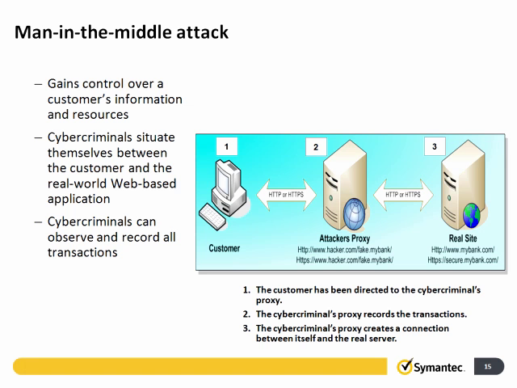For man-in-the-middle attacks to be successful, the cybercriminal must be able to direct the customer to their proxy server instead of the real server. This may be carried out through a number of methods: through transparent proxies, DNS cache poisoning, or URL obfuscation.